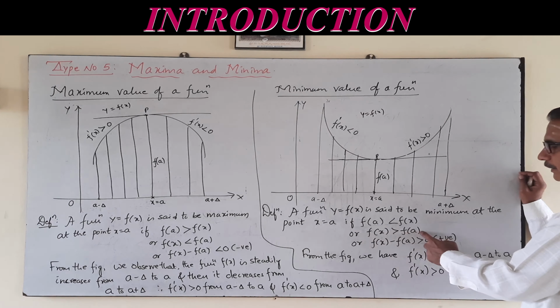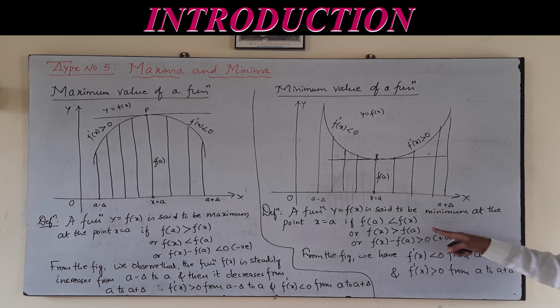Now from the figure we observe that the function y is equal to f of x decreases from a minus delta to a, symbolically f dash x is less than 0 from a minus delta to a, and then it increases from a to a plus delta, that is f dash x is more than 0 from a to a plus delta. Okay, draw the diagram correctly and note the definition.